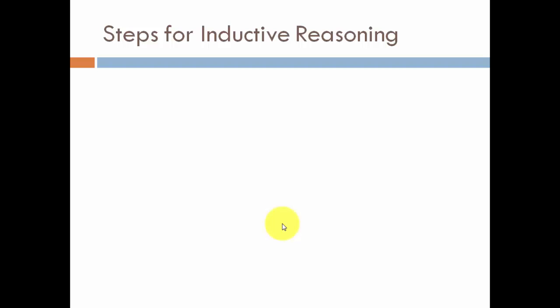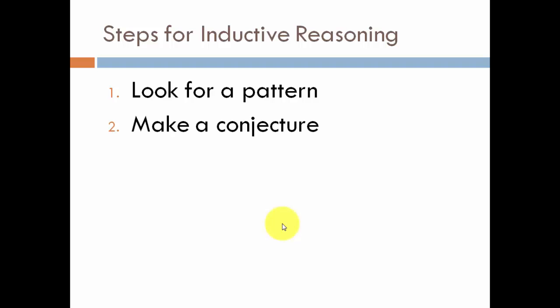So steps for inductive reasoning. First, you're going to want to look for a pattern. Second, you're going to want to make a conjecture. And then third, you're going to want to test your conjecture to make sure it makes sense.